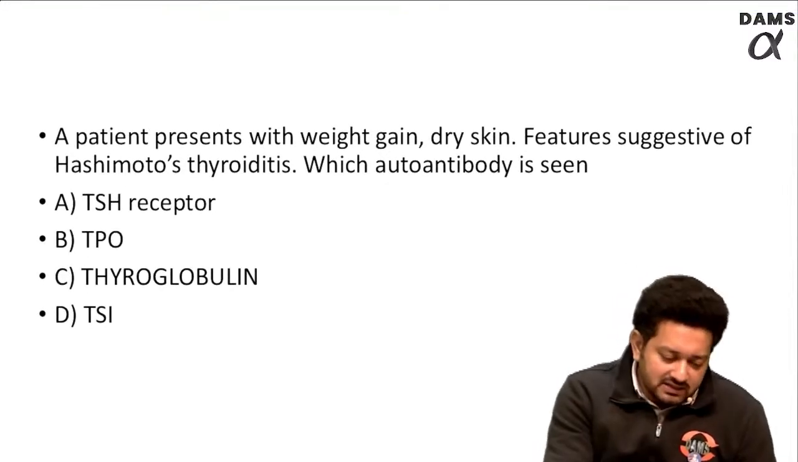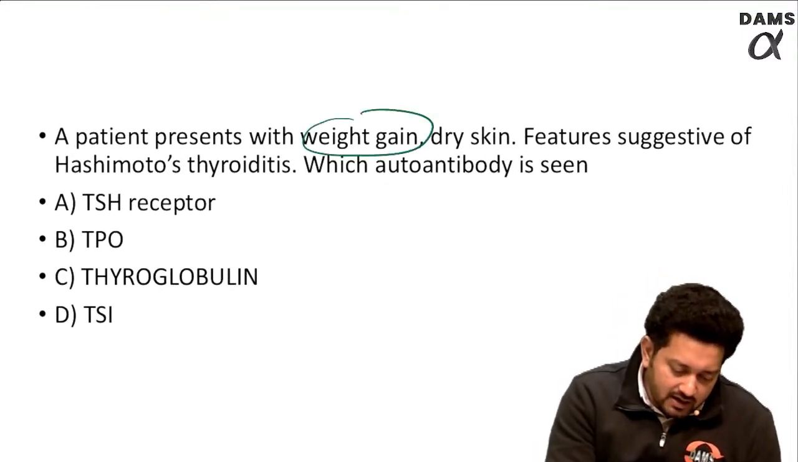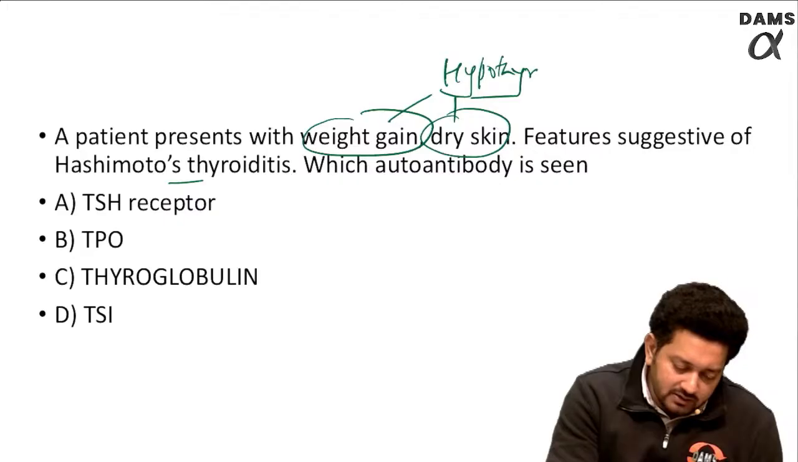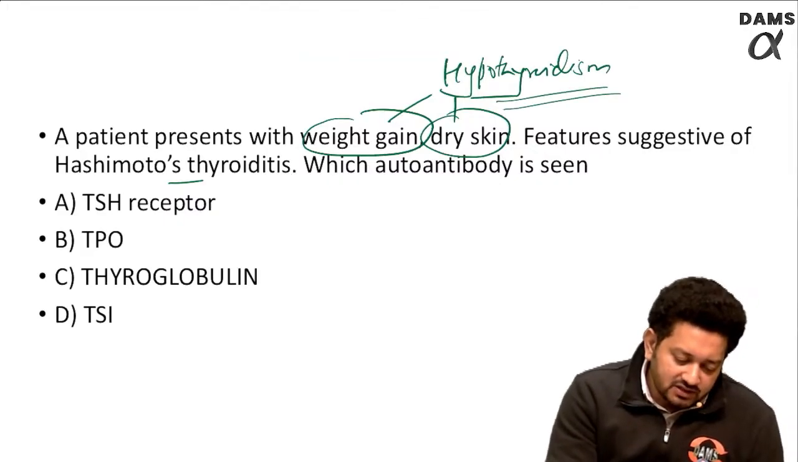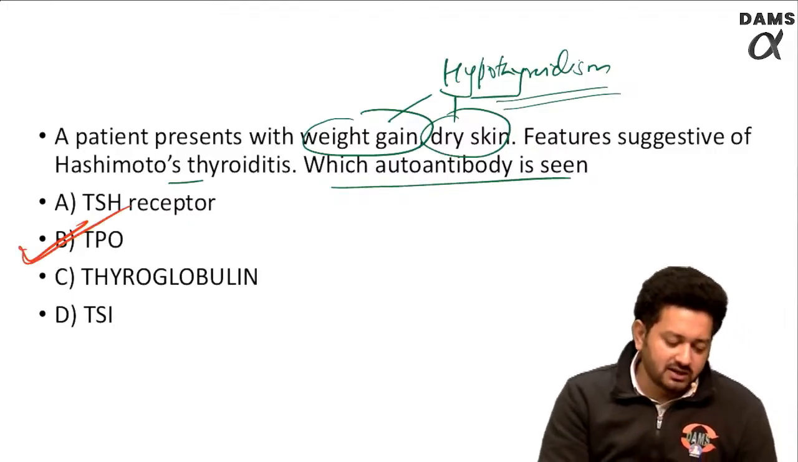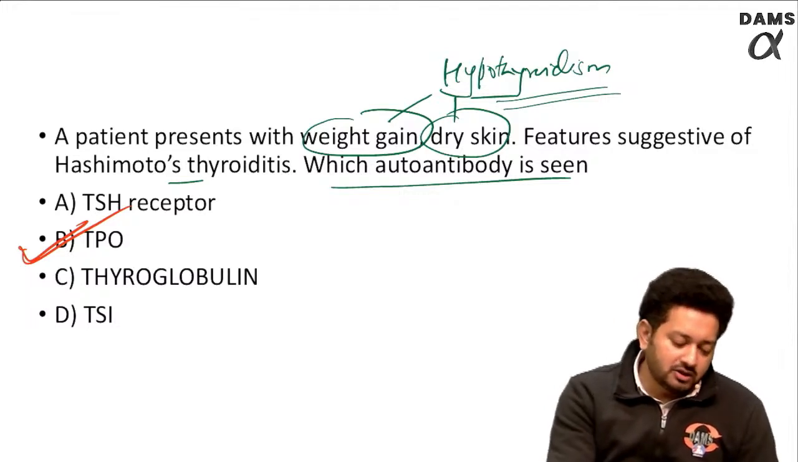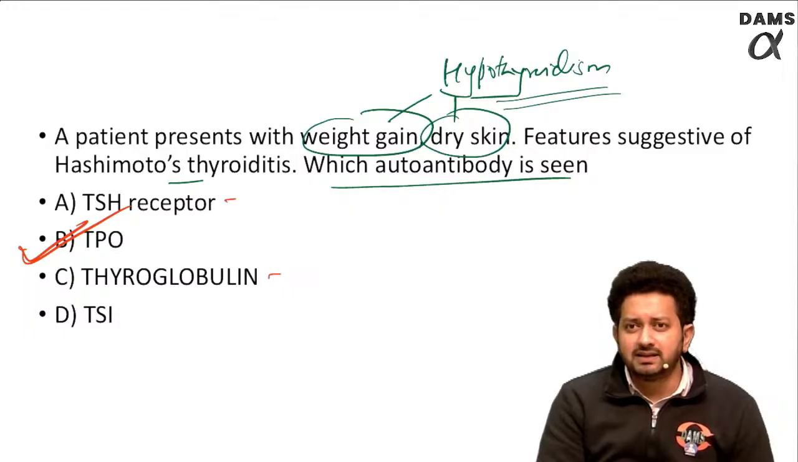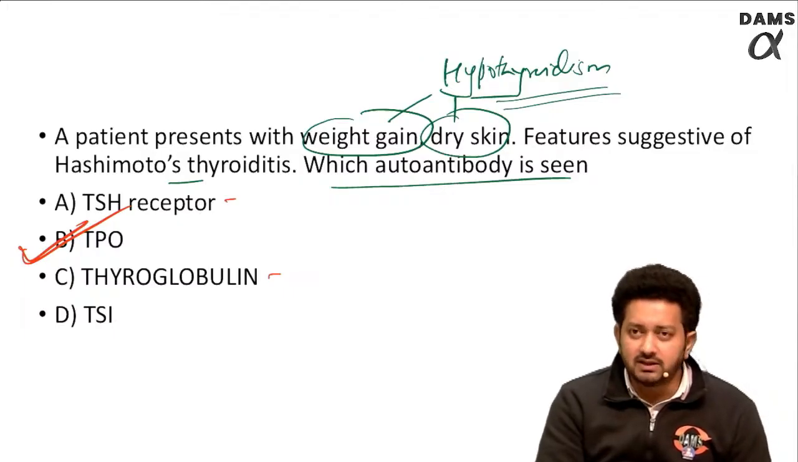Okay, patient presents with weight gain, dry skin, features suggestive of Hashimoto. Weight gain and dry skin are the features of hypothyroidism. Which autoantibody is seen in Hashimoto? Very classical, it is thyroid peroxidase. Although this and this are also seen, thyroid peroxidase is classically seen in more than 90% of Hashimoto.